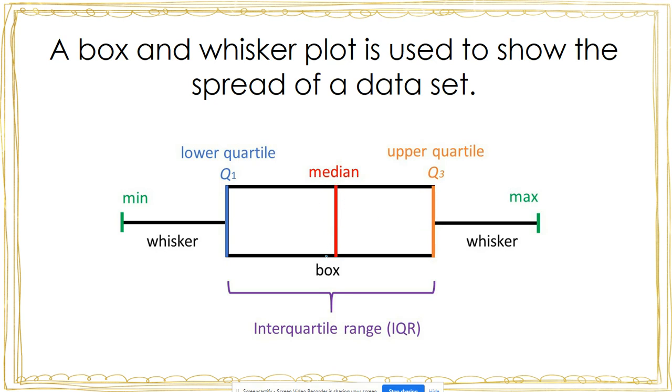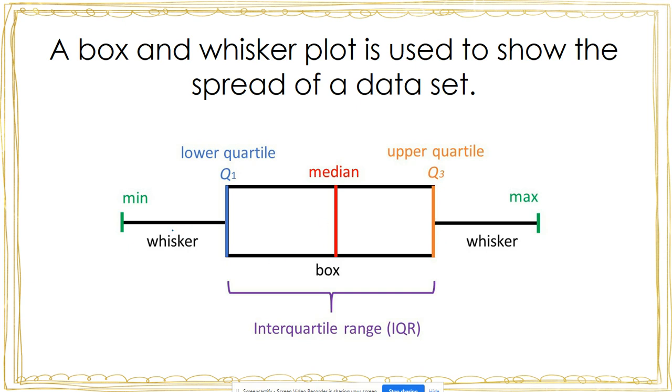of our box. We can use all of these data points to find the spread of a data set because we can use the minimum and the maximum to find the range, and we can use the first quartile and the third quartile to find the interquartile range. We can also describe the spread of the data using percentages.